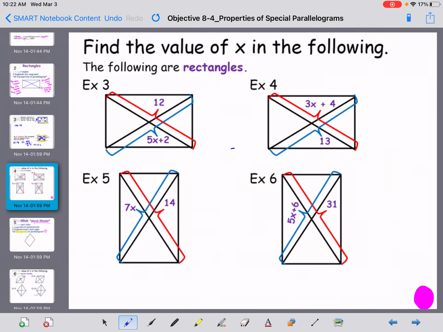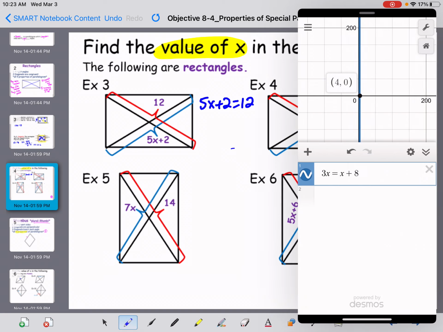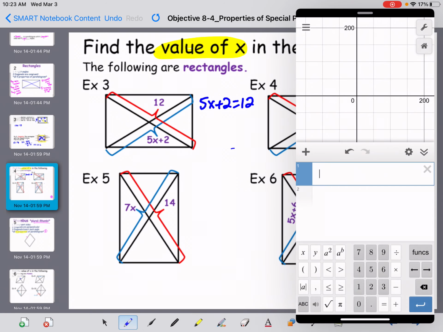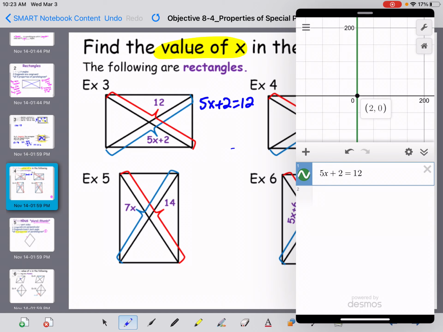All right, last slide that we're going to do today. So the diagonals are congruent. That means in each one of these, you're going to set the diagonals up so that it's equal to the other one. And all I have to find is the value of x in these problems. So I'm going to go to my best friend here, and we're going to do some math together. 5x plus 2 equals 12. X is 2.